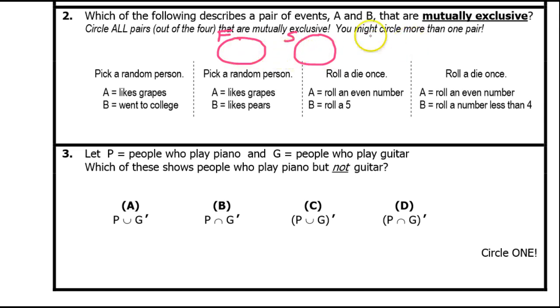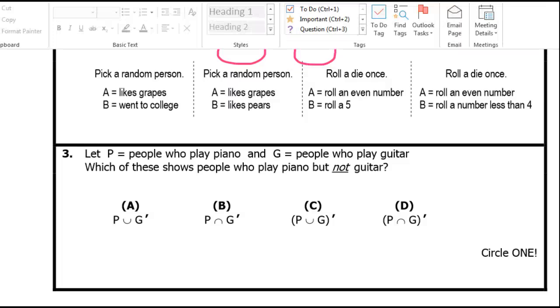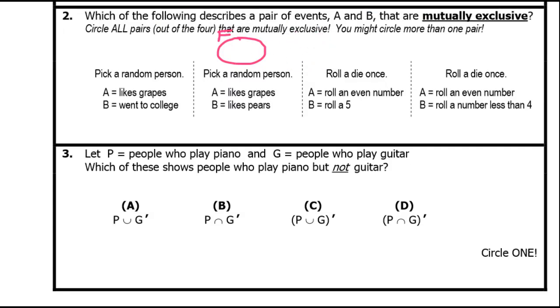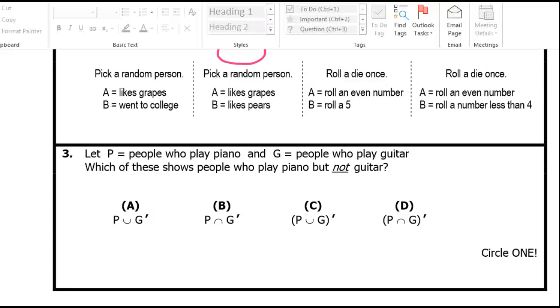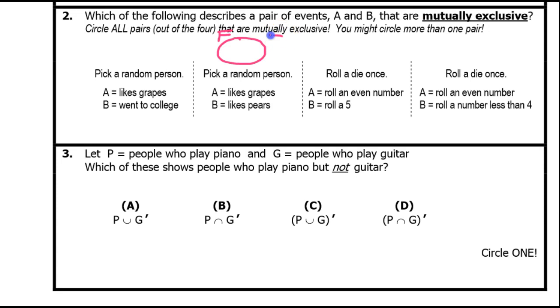As opposed to if I said one set is being a freshman and the other set is being a boy. Now there's overlap because some freshmen are boys. These are overlapping sets now. So that's what we're talking about.